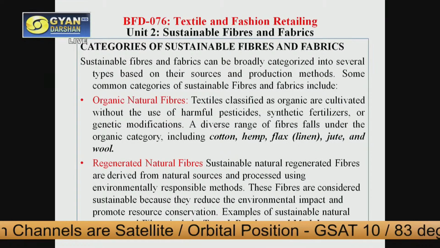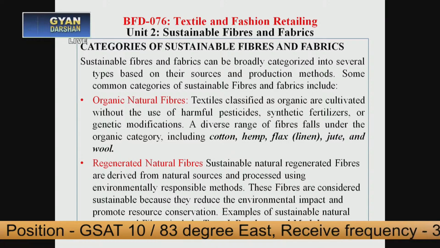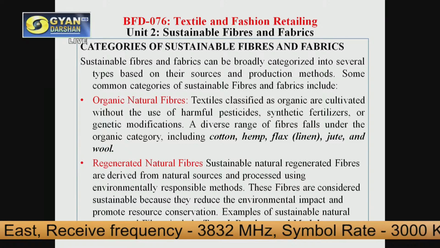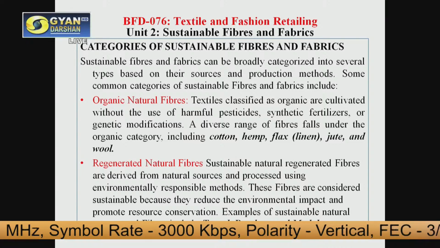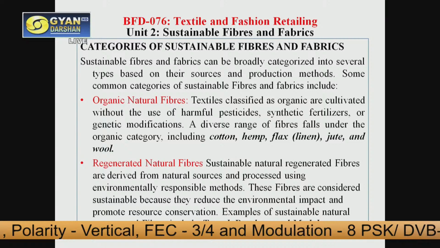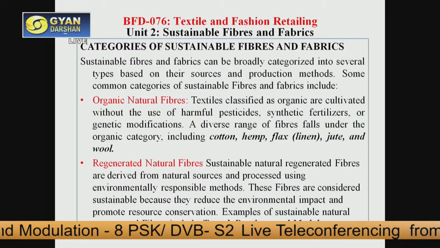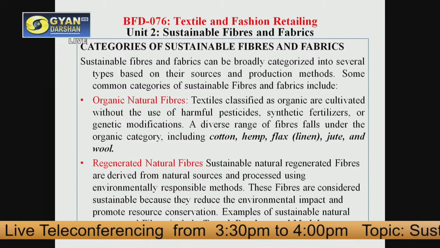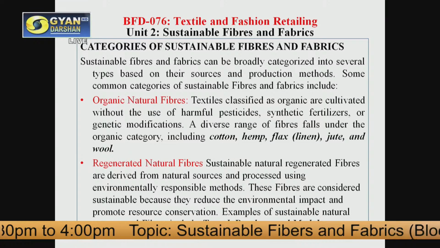Now, what are the different categories of sustainable fibers and fabrics? Sustainable fibers and fabrics can be broadly categorized into several types based on their source and production method. Some of the common categories include, first, organic natural fibers. In this category, textiles classified as organic are cultivated without the use of harmful pesticides, synthetic fertilizers or genetic modification.